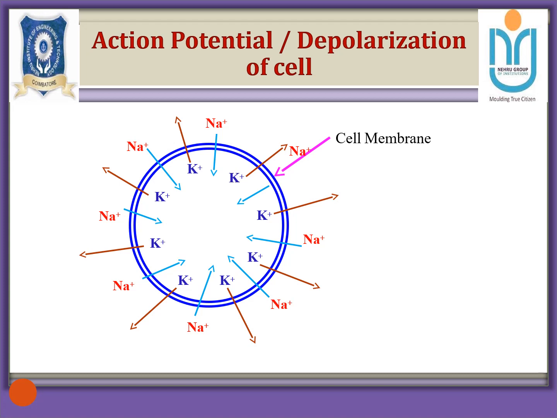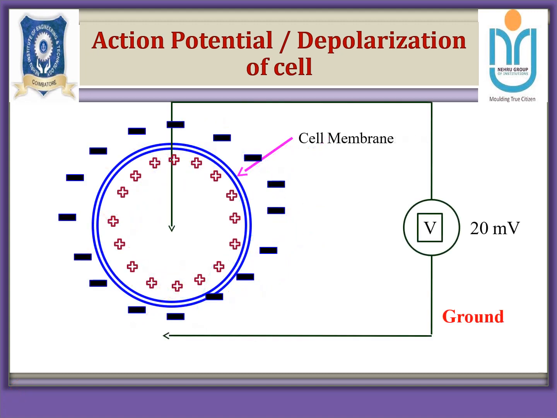Okay, so this is a diagram for the representation of action potential. So when a cell is excited, potassium ions move outside and sodium ions which are present outside the cell will try to enter into the cell. Okay, so due to this, you will find more number of potassium outside the cell and more number of sodiums inside the cell. So this is a schematic representation of a measurement of the action potential.